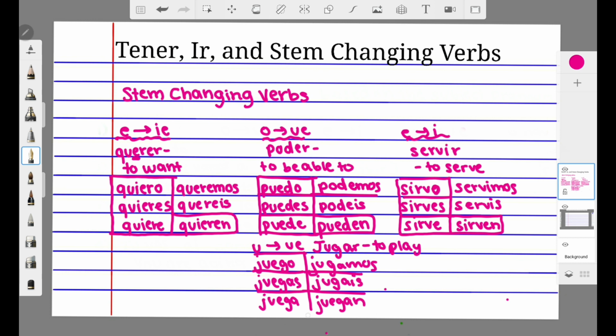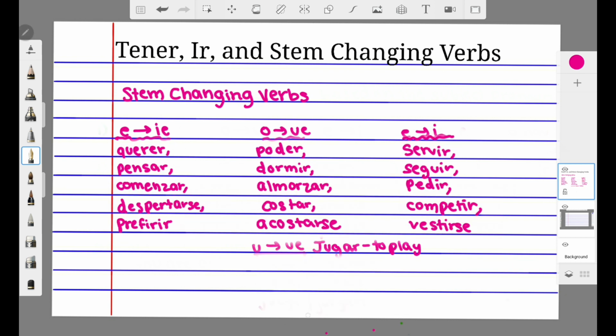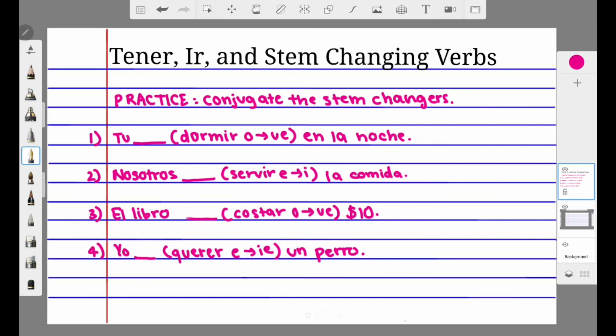And for some of them, such as U to UE, jugar is the only verb with the U to UE stem changer. The other ones have a lot more, but there are some very common ones that will add a list. So these are some other common stem changers. You might want to take a screenshot or search up all of these verbs and find out what they mean and where you can use them. And remember that the only one for U to UE is jugar.